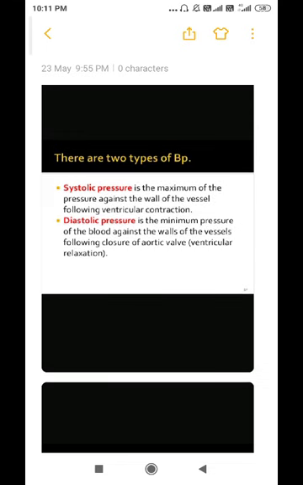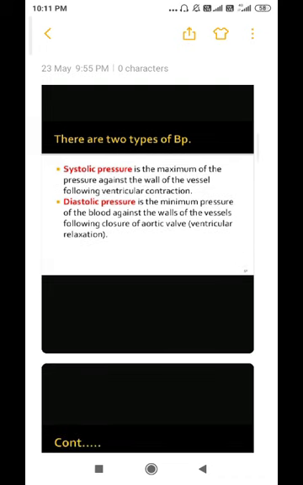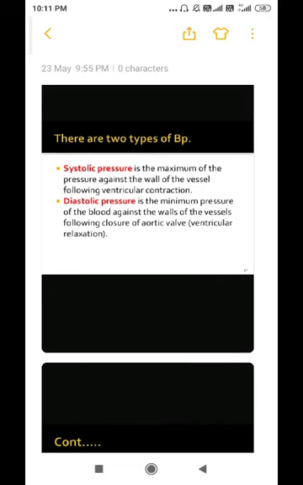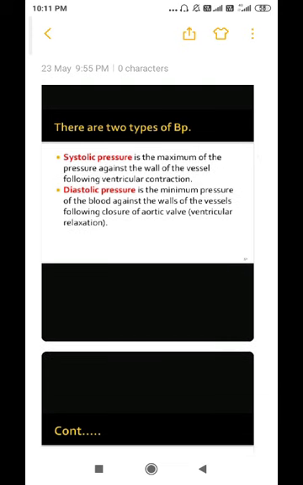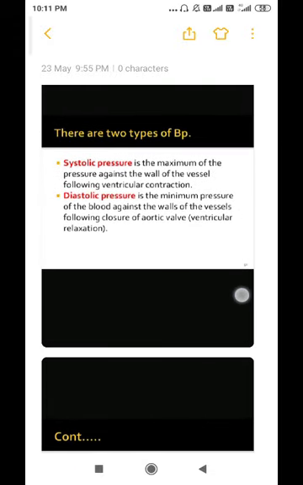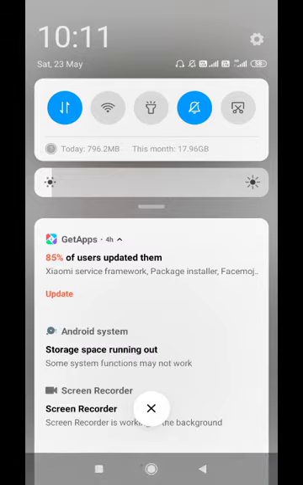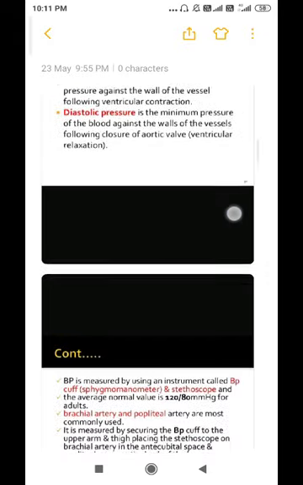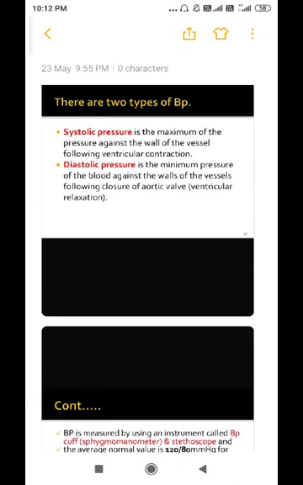What is meant by systolic pressure? Systolic pressure is the maximum pressure against the wall of the vessel following ventricular contraction. Diastolic pressure is the maximum pressure of the blood against the wall of the vessels following closure of the aortic valves, during ventricular relaxation. These are the two types of blood pressure.